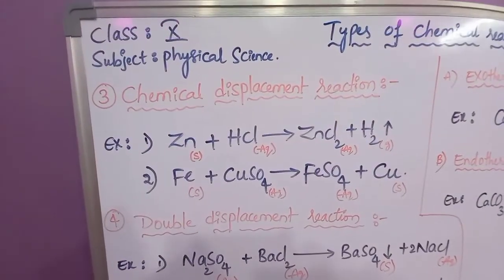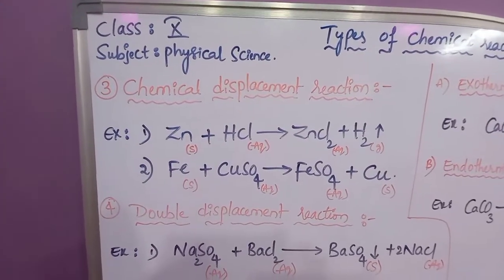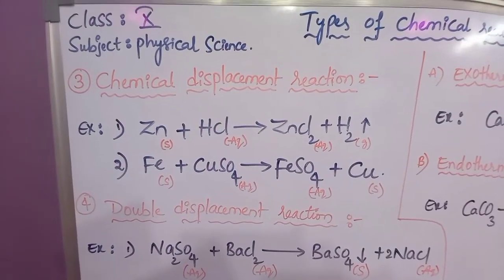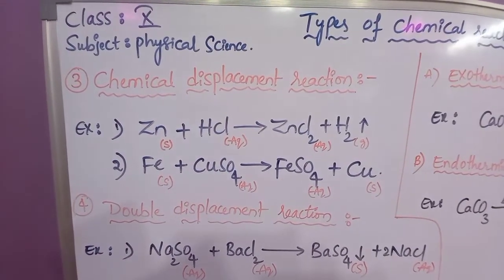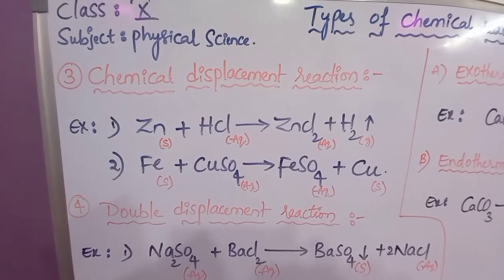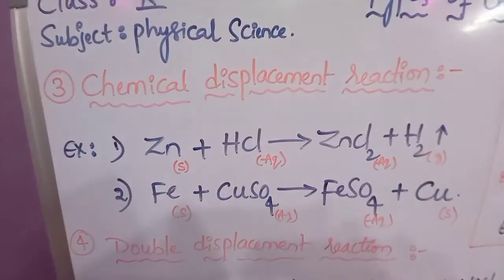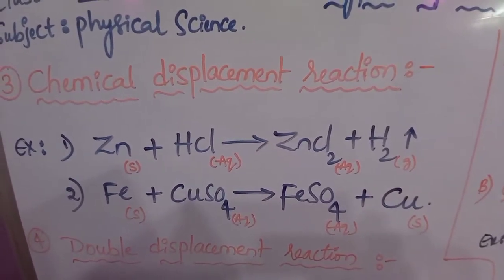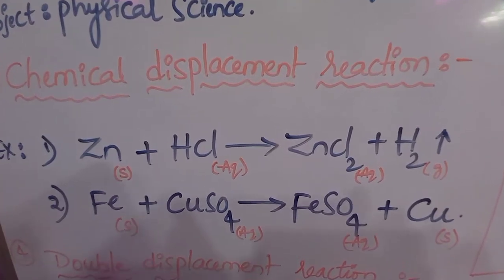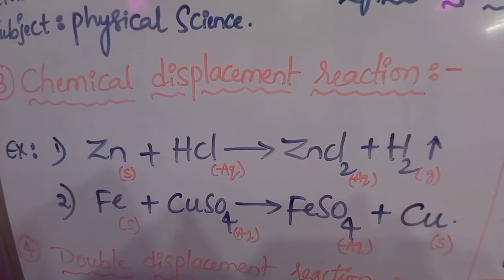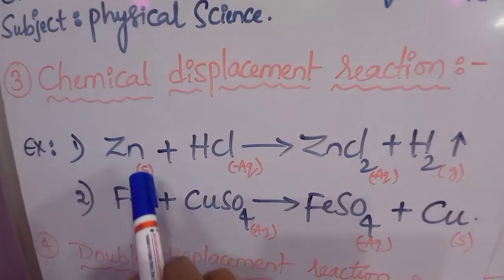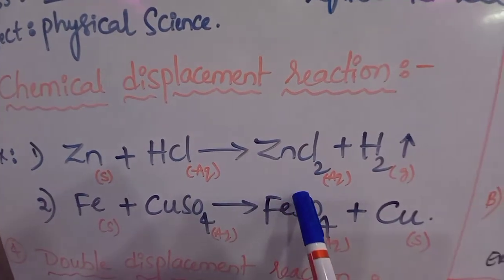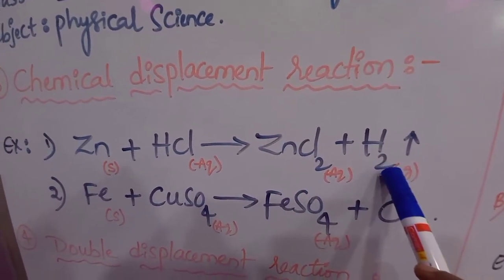So, chemical displacement reaction. What is a chemical displacement reaction? Displacement is nothing but where one element displaces the other element from its compound. So in a displacement reaction, one element displaces another element from its compound. For example, I have written two reactions here. The first reaction is the reaction between zinc and hydrochloric acid. When the reaction takes place between zinc and hydrochloric acid, we will get zinc chloride plus hydrogen gas.